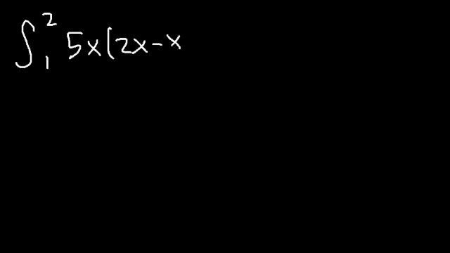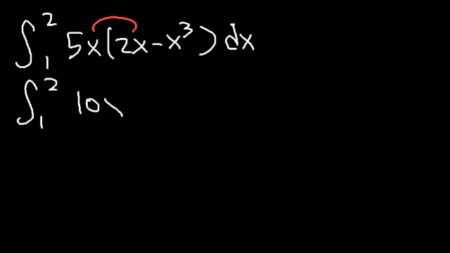Let's try one more example using part 2 of the fundamental theorem of calculus. Try this one. Find the antiderivative from 1 to 2, 5x times 2x minus x cubed dx. So for this problem, you don't want to integrate it the way it is. You want to distribute the 5x to the 2x minus x cubed. So that's going to be 5x times 2x is equal to 10x squared, and 5x times x cubed, that's 5x to the 4th power dx.